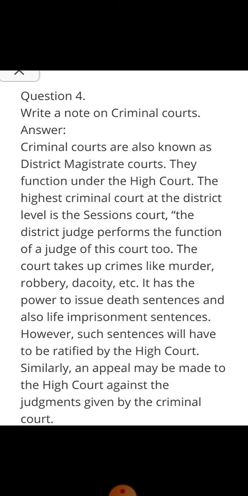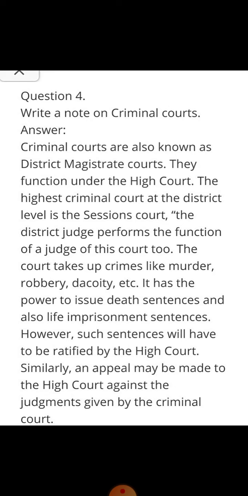So see children, once the case has been filed in the criminal court, it has a right to issue death sentence and life imprisonment. Okay children. However, such sentences will have to be ratified by the high courts. Similarly, an appeal may be made to the high court against the judgments given by the criminal court.